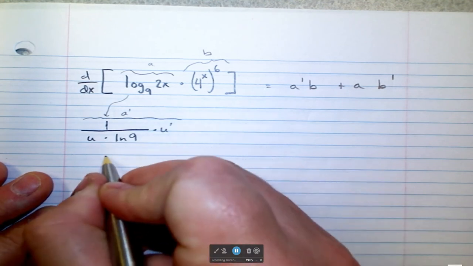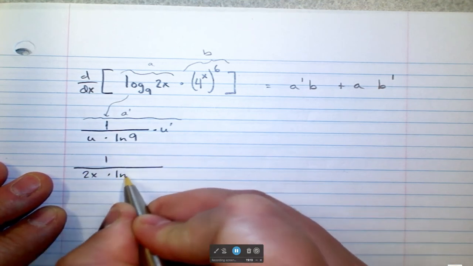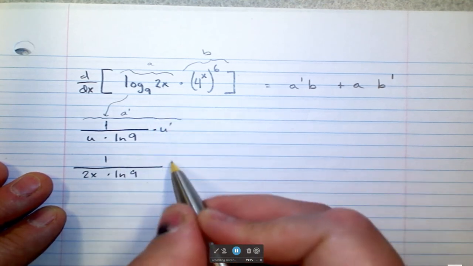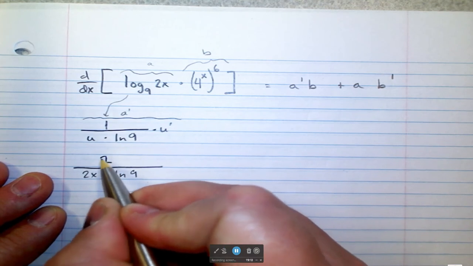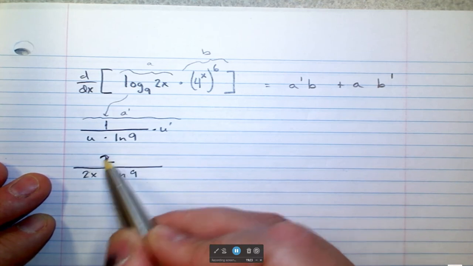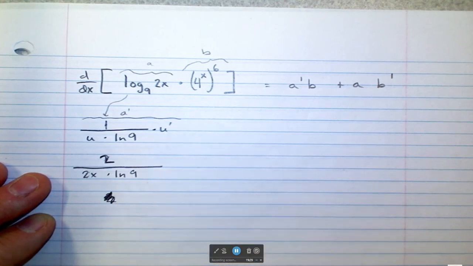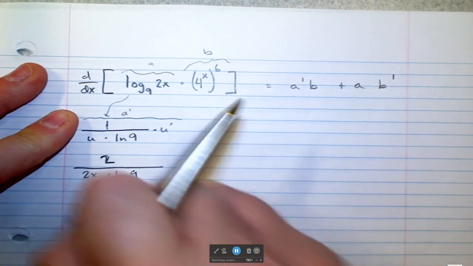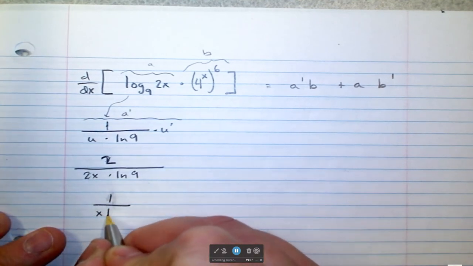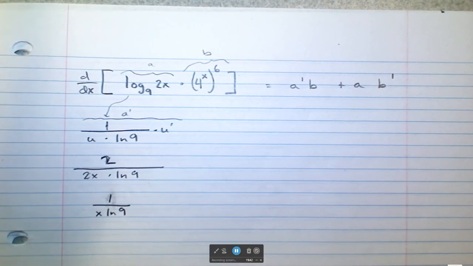And that's going to be 1 over 2x ln 9, and u prime is the derivative of 2x, which is just 2. So if I say times 2, that'll make that guy a 2. And then, of course, 2 over 2, what do we get? We get 2. No, we don't. We just canceled that out. We don't get a 2. Getting ahead of myself. What do we get? We get 1 over x ln 9. Okay, 1 over x ln 9. Cool. Then what?